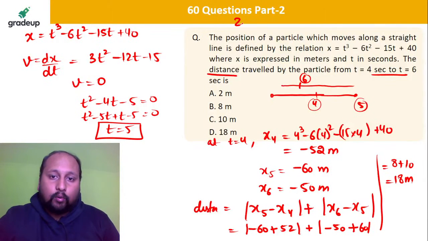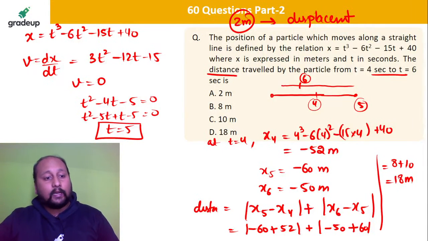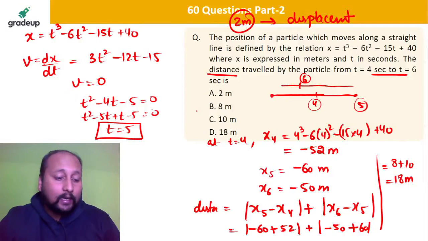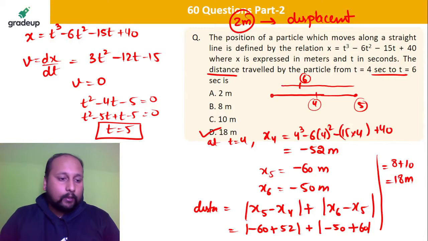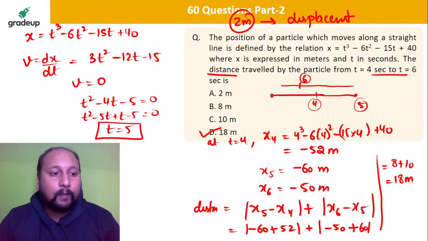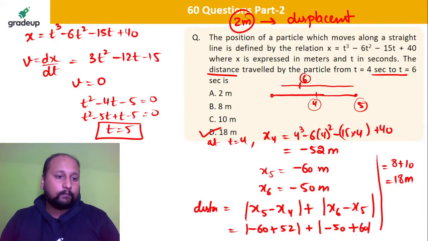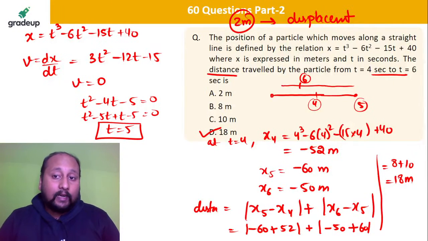My dear friend, 2 meter is what you are getting, and that is the displacement. If in the question they are asking displacement, definitely option A will be the correct answer. But if they are asking distance, that is the scalar quantity, option D, 18 meter. Are you getting the point? Why did I tell you this question is very interesting? Because it will check your clarity about displacement and distance. Clear?